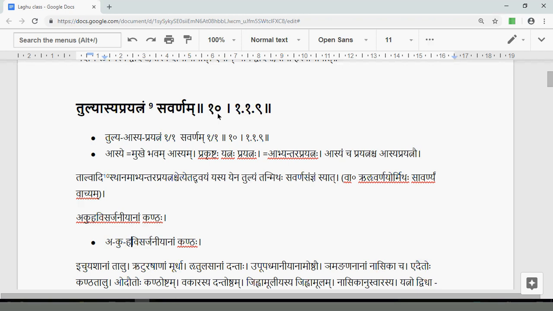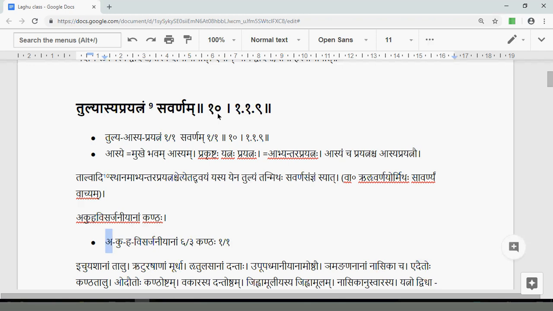A, ku, ha, and visarjaniya. Visarjaniya means visarga. Visarjaniyanam, shashti bahuvachana. Kantha is the sthana or asya. Asya means what? Kantha, the place of pronunciation.